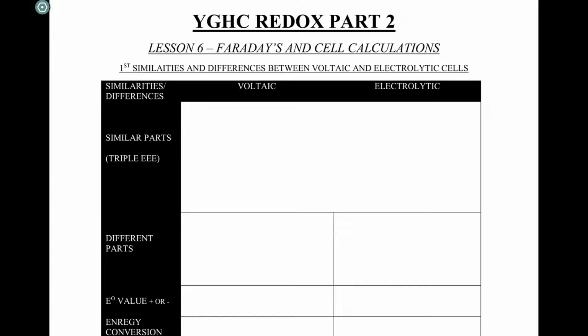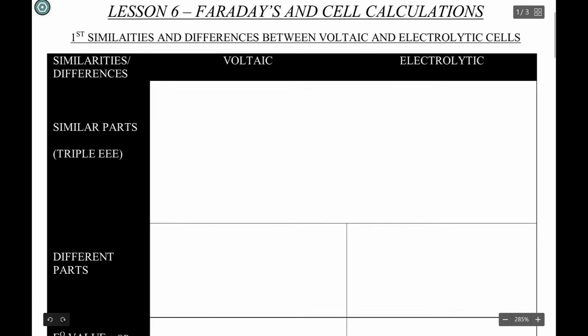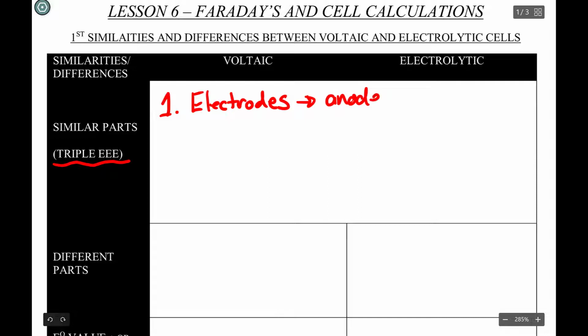So let's begin. The first thing I'd like to talk about is similarities in terms of parts between a voltaic cell and an electrolytic cell. I call them the triple E because the three things they have in common in terms of parts all start with the letter E. Number one, voltaic cells and electrolytic cells both have electrodes. Of course, the electrodes would be made up of the anode and the cathode, but both of those types of cells have to have electrodes.